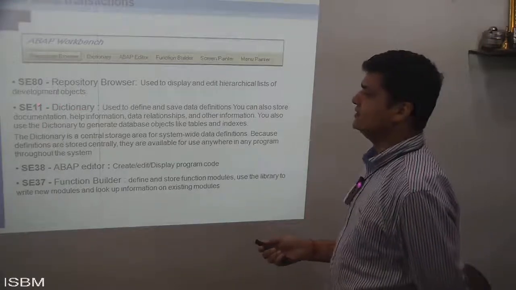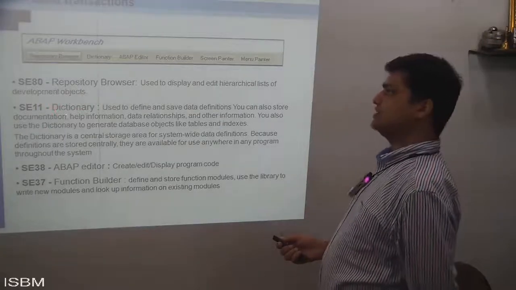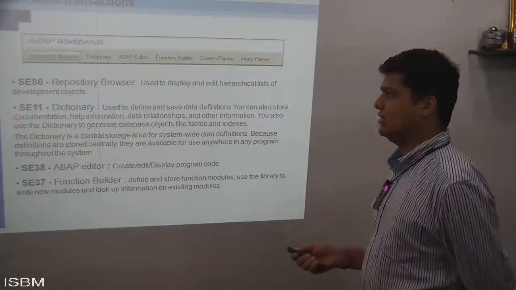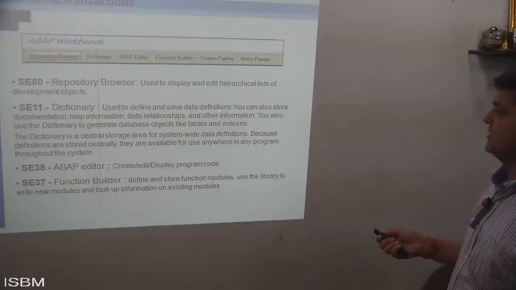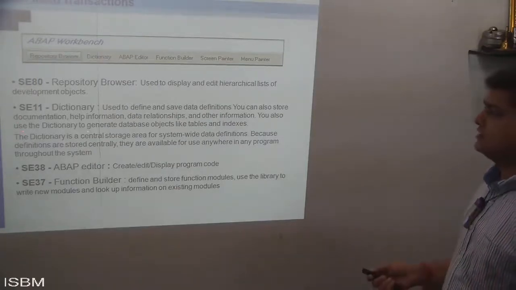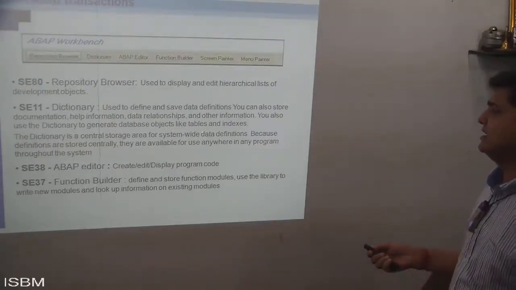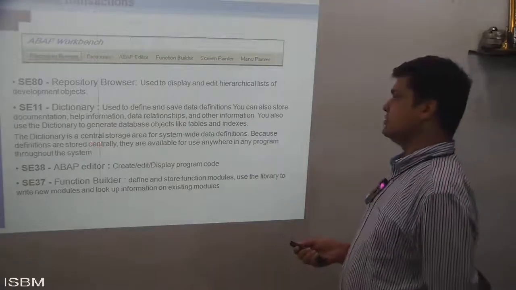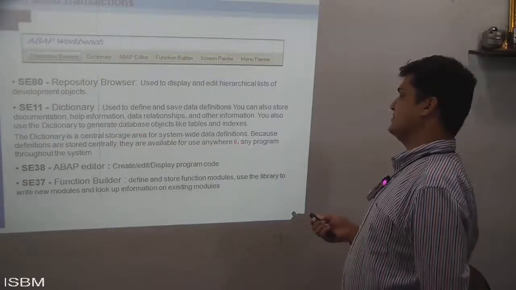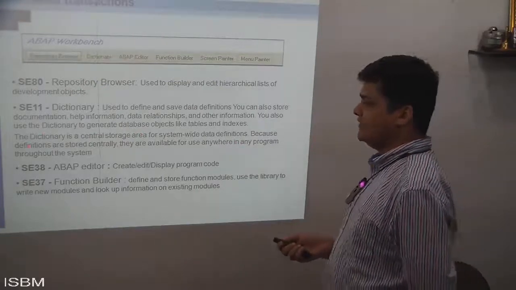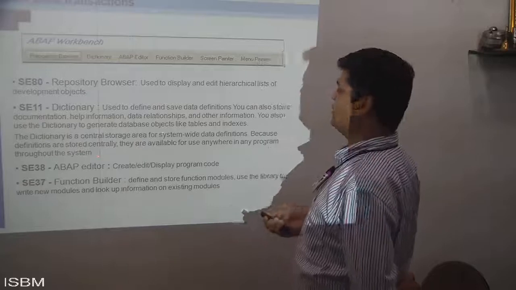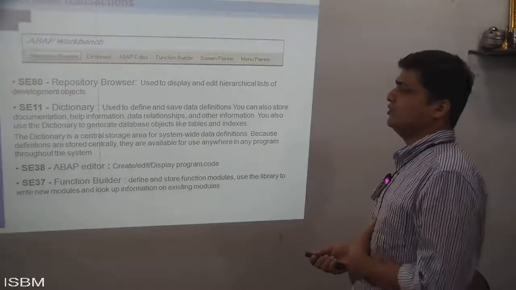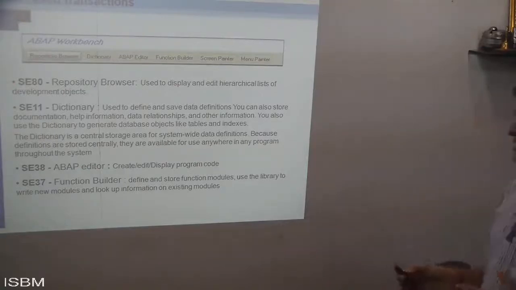Then we have SE11, which is the dictionary, used to define and save data definitions. You can also store documentation, help information, data relationships, and other information. You can also use the dictionary to generate database objects like tables and indexes, which we have seen. The dictionary is the central storage area of system-wide data definitions, because definitions are stored centrally. They are available for us to use anywhere in the program throughout the system. This is the SE11 task.